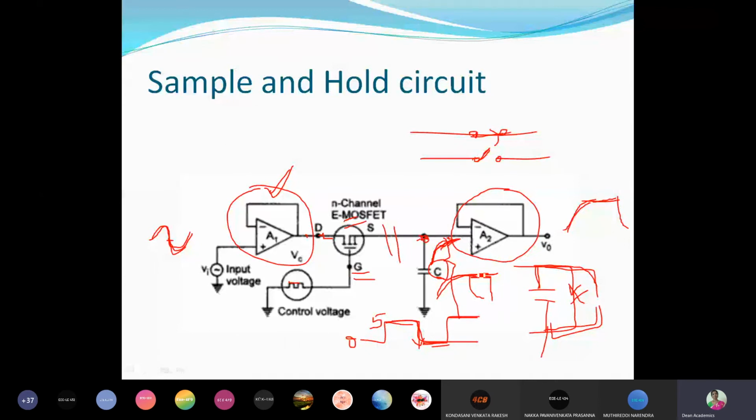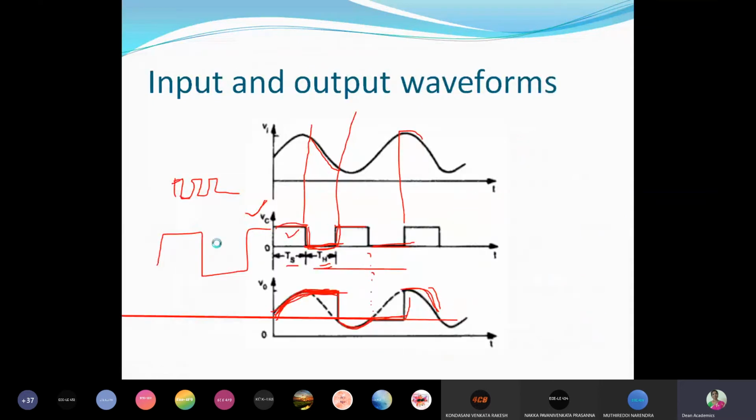Again, the switch is in the on condition. So whatever input voltage is there, it will charge to that voltage. The same thing we are showing here in the waveform. This is the input voltage, positive, negative, varying like that. Now the control voltage is varying like this, and corresponding voltages we can observe. This is what we have observed from the waveforms. So this is about the sample and hold circuit.